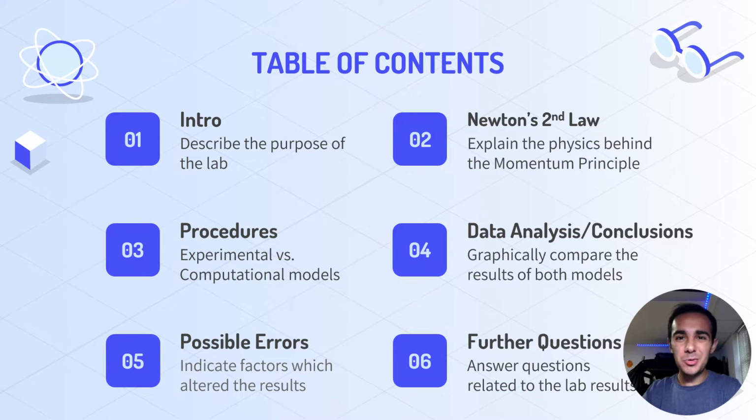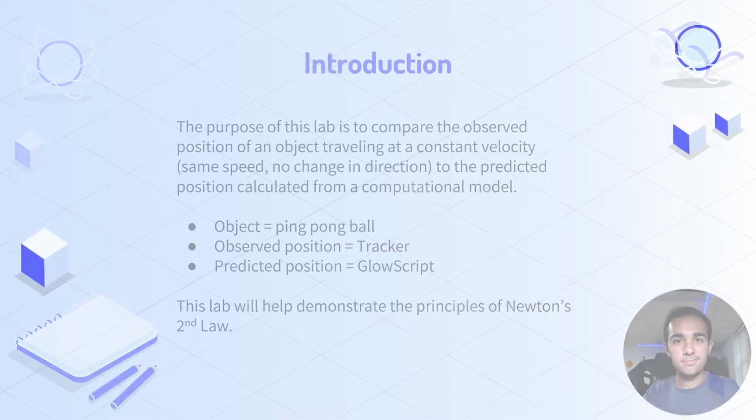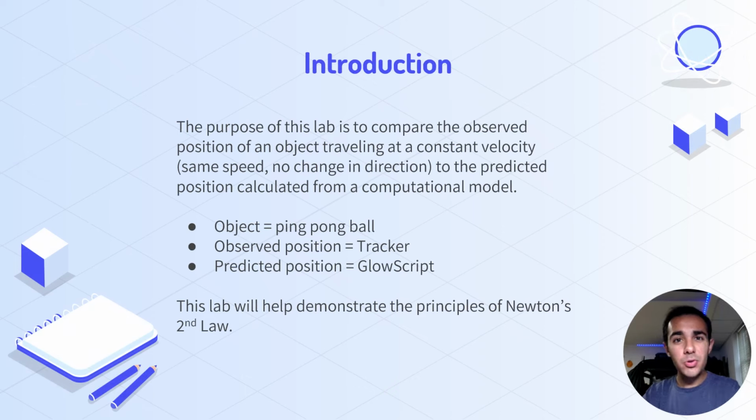Alright, so here's just a quick rundown of what I'll be explaining in this lab report. The main purpose of this lab is to compare the observed position of an object traveling at constant velocity, using a software called Tracker, to the predicted position, or the theoretical position, calculated from a computational model called GlowScript. For this lab, I will be using a ping pong ball for my object, and hopefully this lab will help demonstrate the principles of Newton's second law.